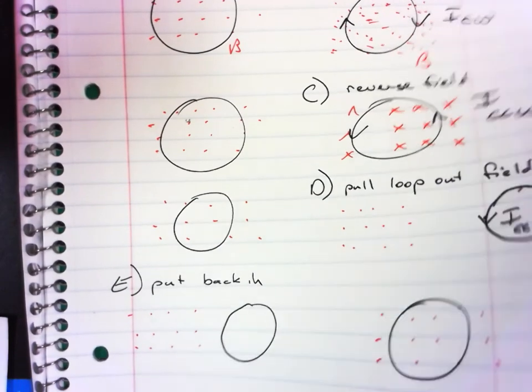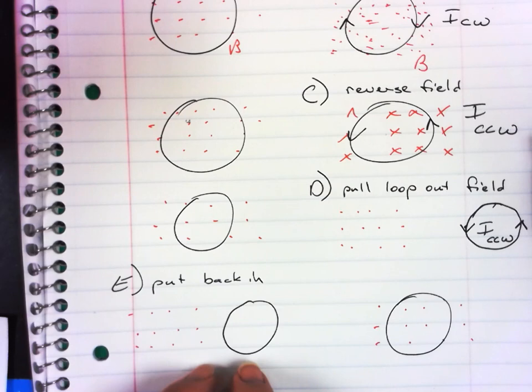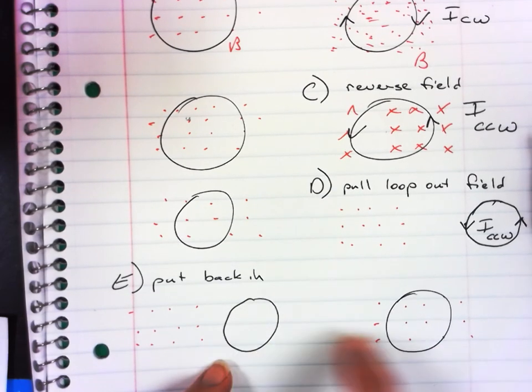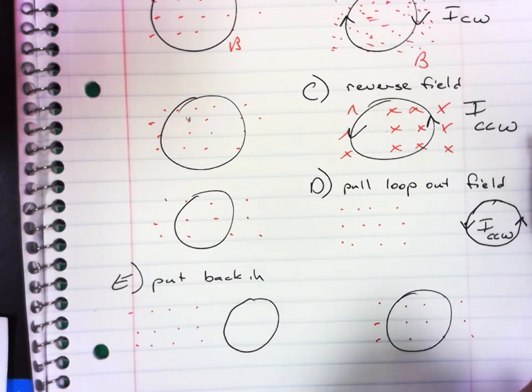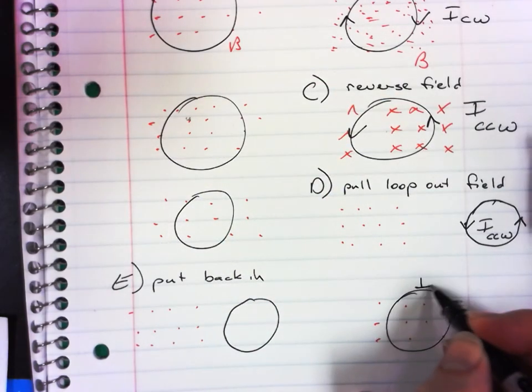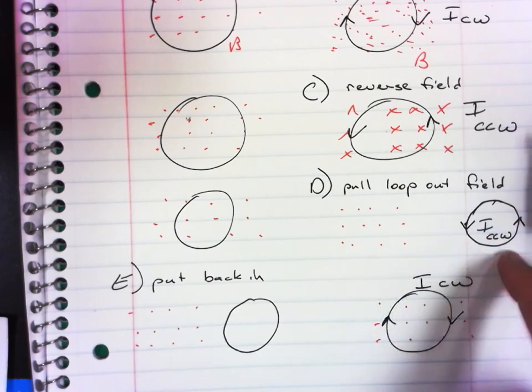But when you put it back in, it's forgotten about this situation. It's remembering this. So now it says, I don't want a magnetic field. So if you're going to make me have a magnetic field outward, I'm going to make an inward one. And we get clockwise current flow. Notice how these two are opposite to each other.